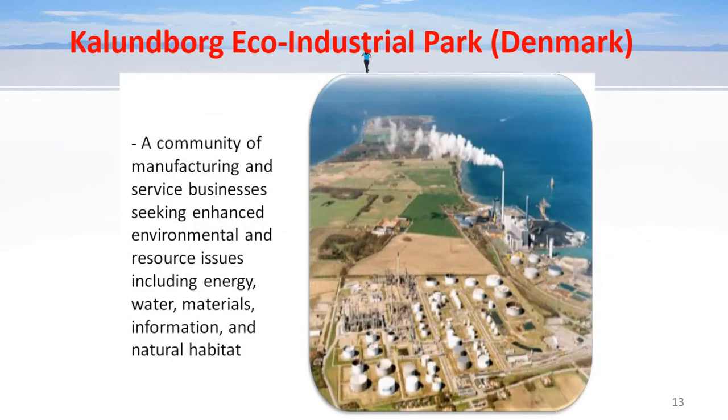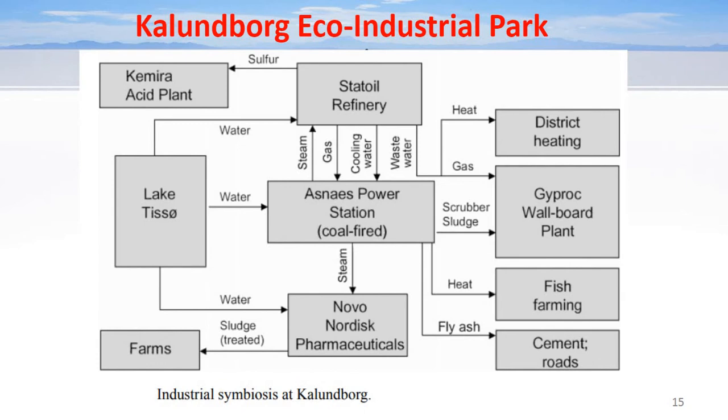One such example is the Kalundborg Eco-Industrial Park in Denmark, a community of manufacturing and service businesses seeking enhanced environmental and resource issues including energy, water, materials, information and natural habitat. The model of industrial symbiosis was first fully realized in the Eco-Industrial Park at Kalundborg, Denmark. The primary partners in Kalundborg, an oil refinery, power station, gypsum board facility, pharmaceutical plant and the city of Kalundborg literally share groundwater, surface water and wastewater, steam and electricity, and also exchange a variety of residues that become feedstocks in other processes. The waste exchange alone amount to some 2.9 million tons of material per year.